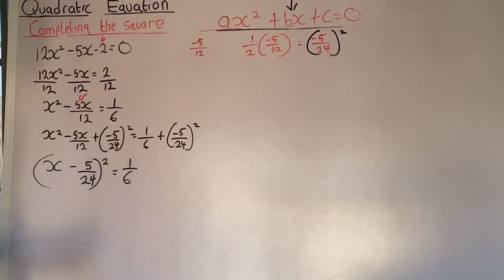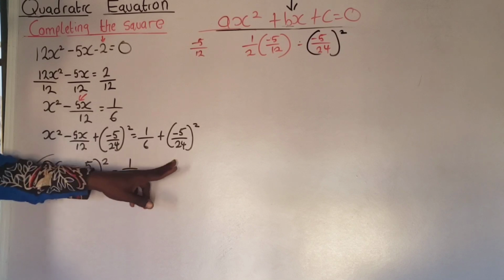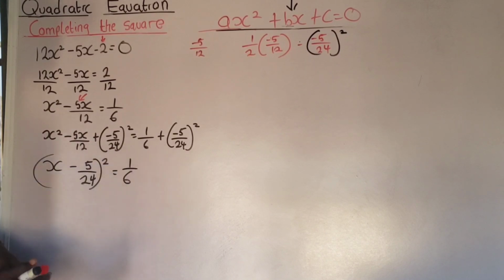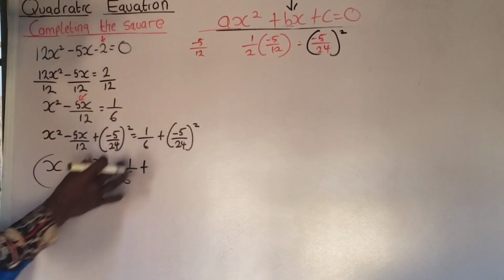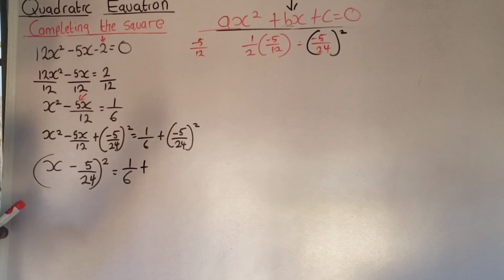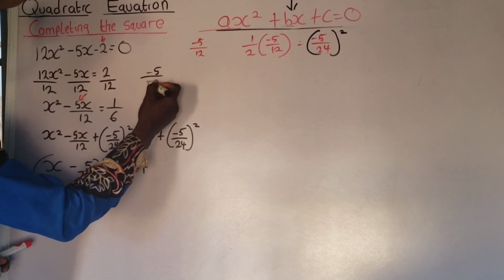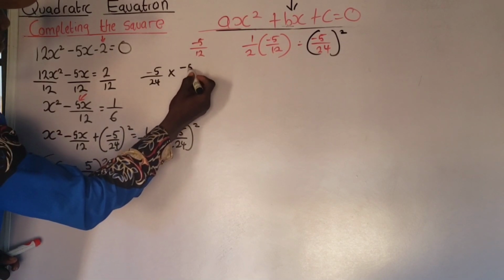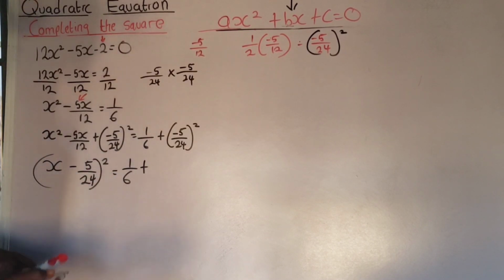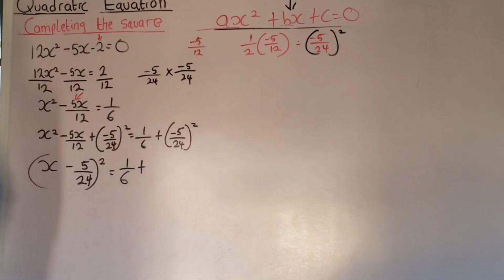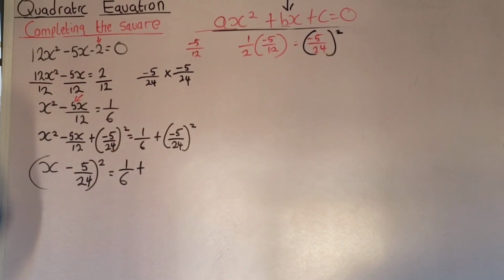So to simplify the equation, for the next step, I can simplify the right hand side. Negative 5 all over 24 squared simply means negative 5 over 24 times negative 5 over 24. So negative 5 all over 24 multiplied by negative 5 all over 24. That's what is meant by negative 5 over 24 squared. Now let us proceed.